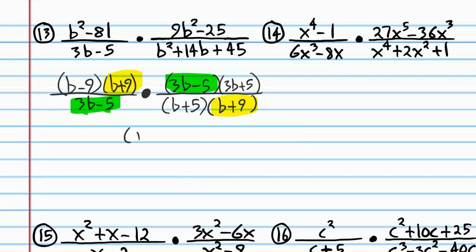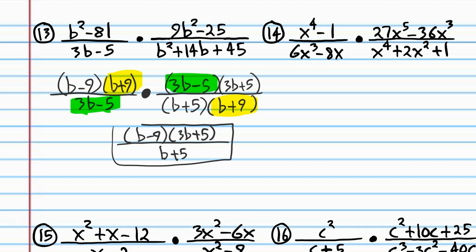So now we just combine B minus 9 times 3B plus 5, multiplying straight across as usual, over B plus 5. So if you got that answer, good job. Now again, the reason we have parentheses in the numerator is because you have two expressions multiplied together, but in the denominator, B plus 5 is alone. So we don't use parentheses because we're not multiplying it by anything.